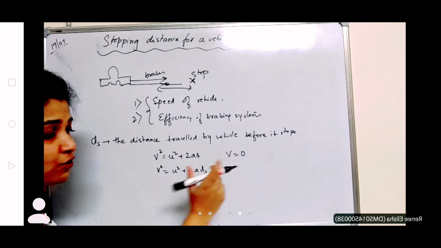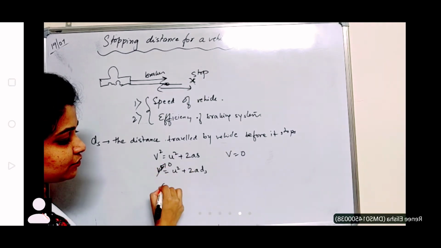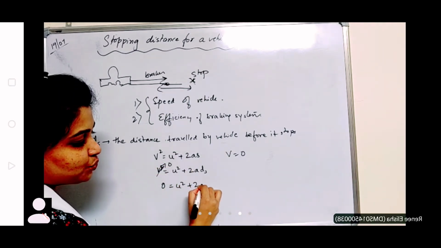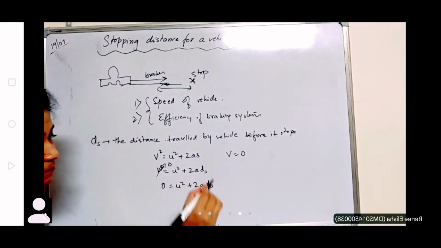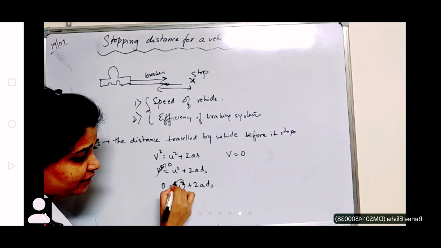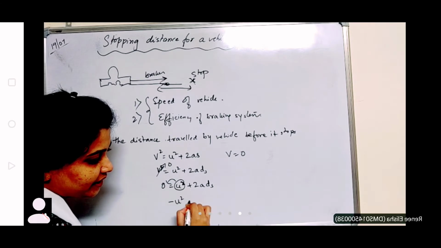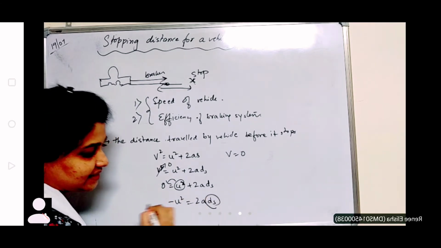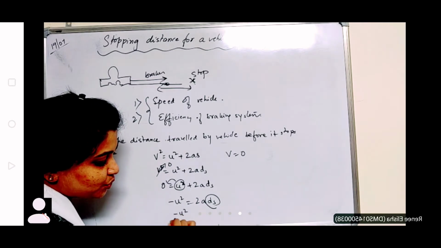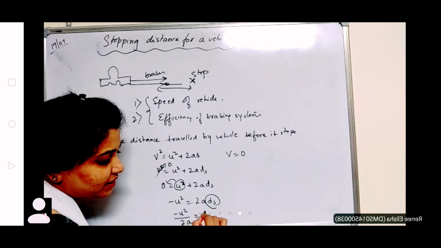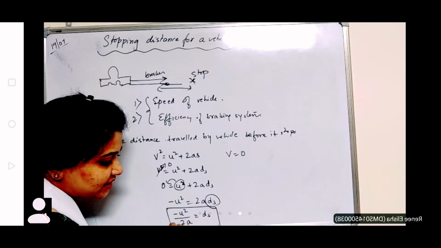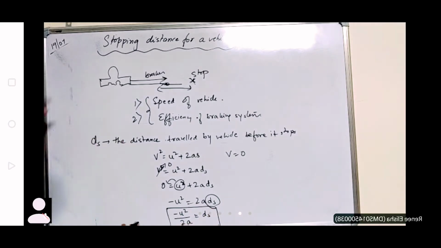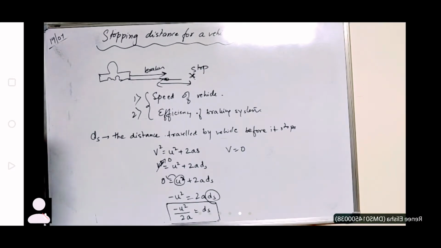So the final velocity is 0. So 0 is equal to u square plus 2a into ds. Bring this u square to this side. It becomes minus u square is equal to 2a into ds. So ds is equal to minus u square by 2a. This is the formula for the stopping distance of a vehicle.